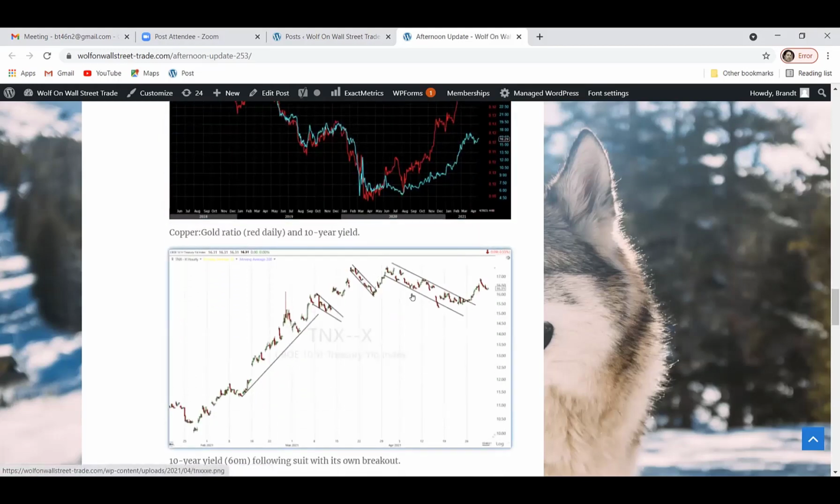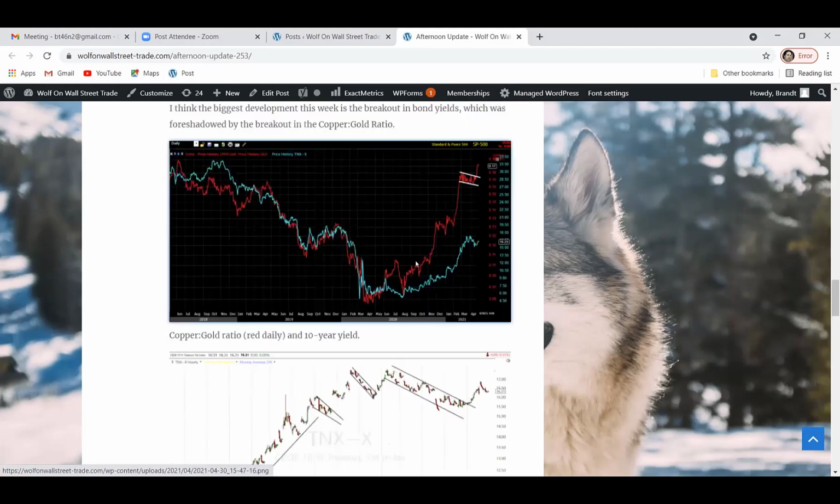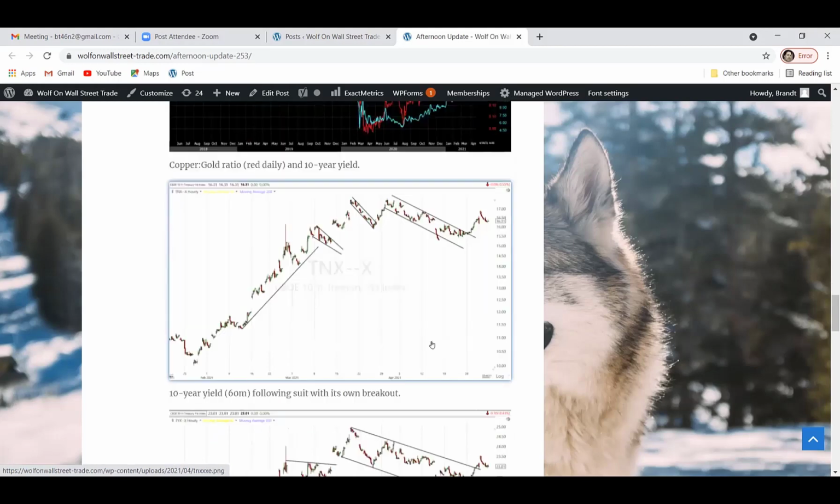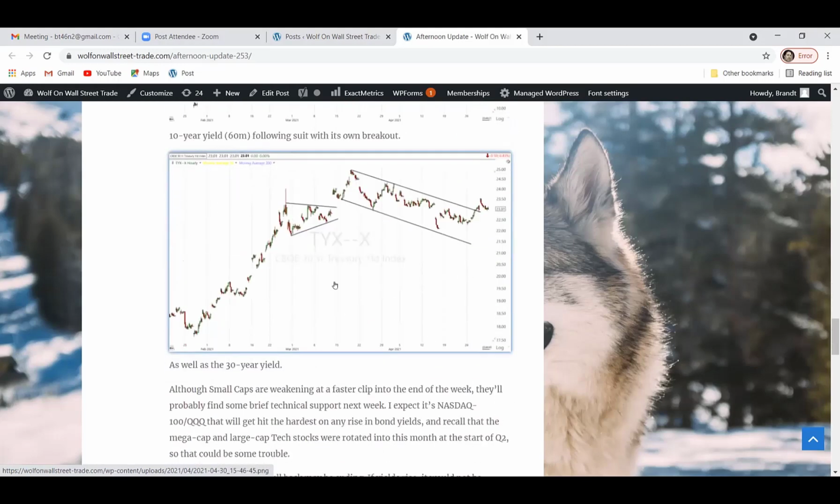And here you can see the breakout. This was not yesterday, the Friday previous. So here's the breakout in the copper gold ratio. That was the week before. And here's the 10-year yield following it, breaking out from a similar little bull flag over here. So again, things I watch.